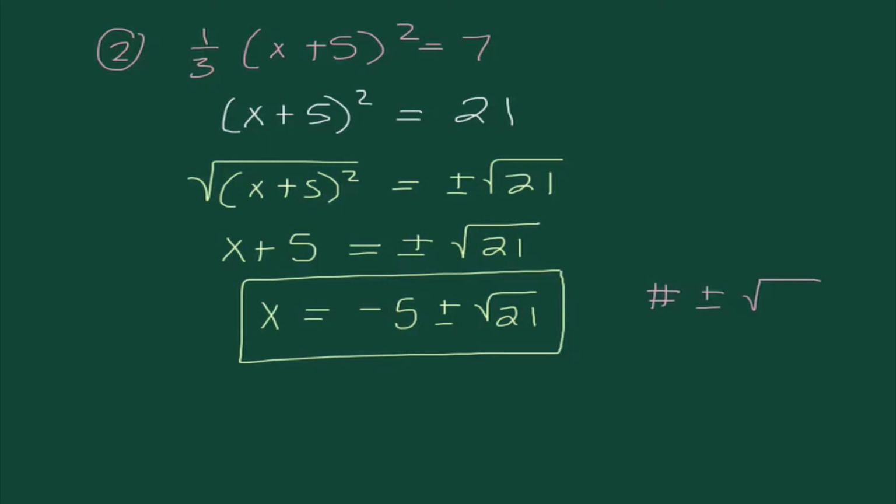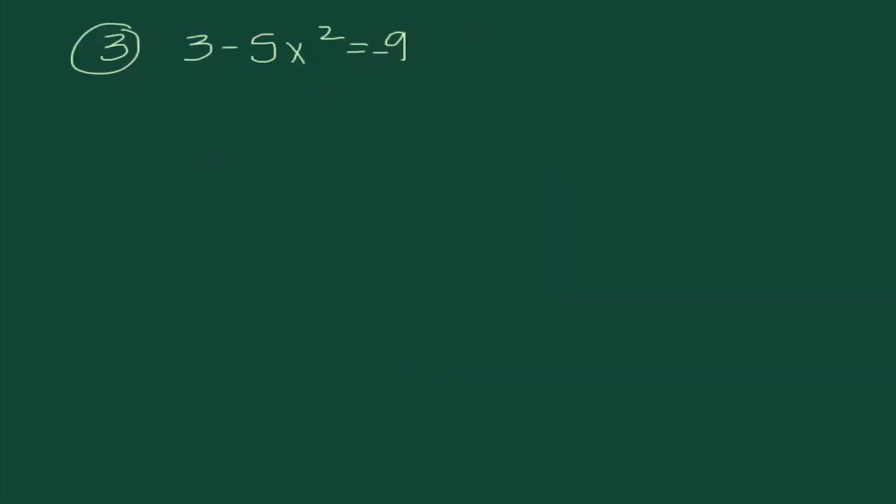So I just want to point out that on a problem like this, we always write the number first, then plus or minus the radical. Once again, I have two different answers. I have negative 5 plus radical 21. I have negative 5 minus radical 21. And since this is a squared equation or a quadratic equation, it would make sense that I get two solutions.